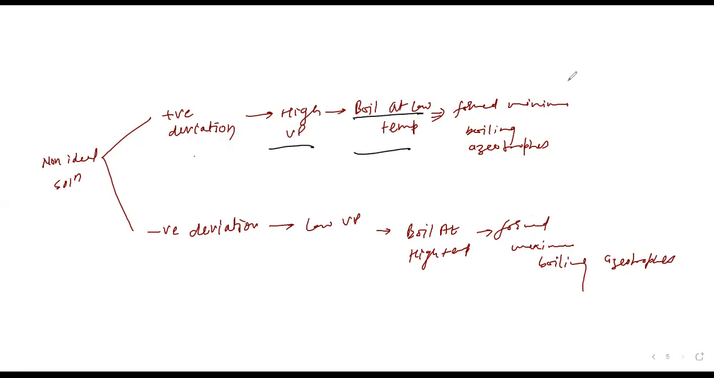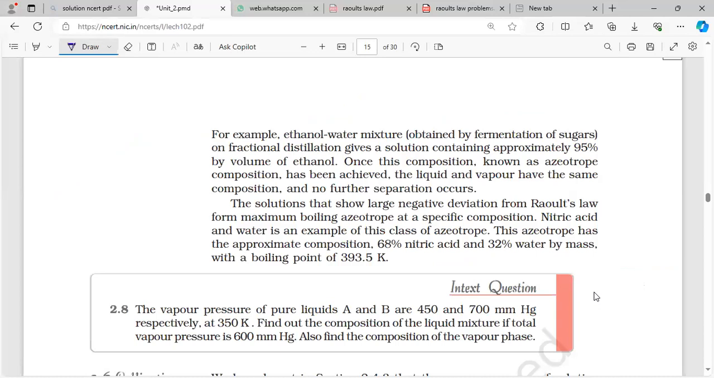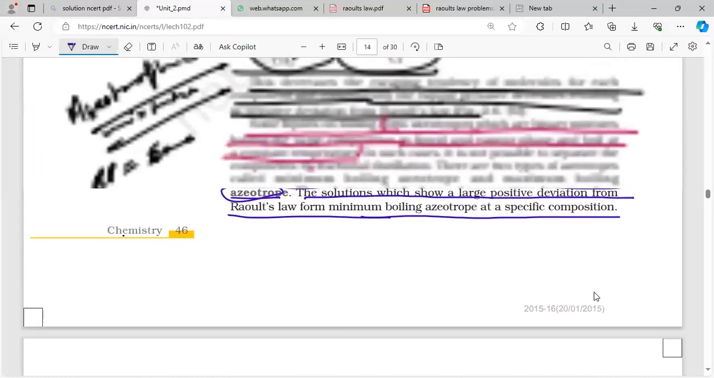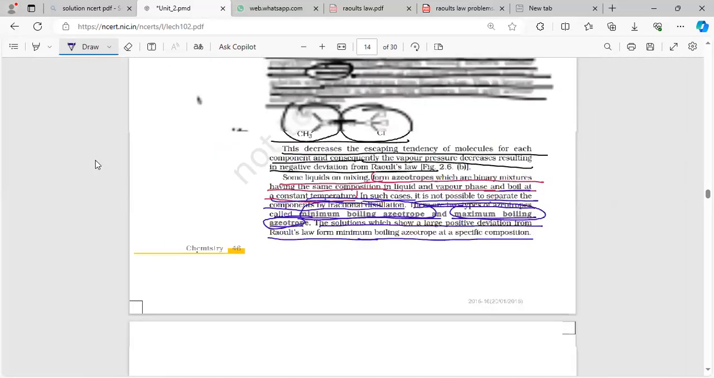So which liquid will form the minimum boiling azeotrope? Can you tell me, positive deviation or negative deviation? Positive deviation. And which will form the maximum boiling azeotrope? Negative deviation. Now come back to the slide.